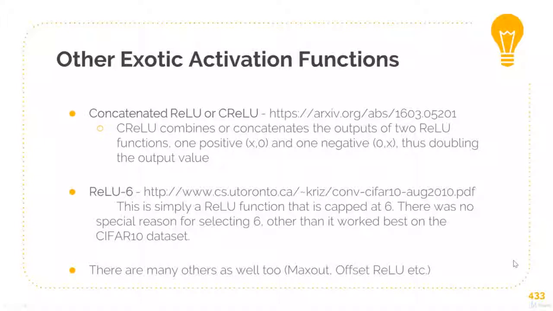There are some other exotic activation functions, and I call them exotic because they're not commonly used. There's CReLU, which concatenates the outputs of two ReLU functions, one positive and one negative, thus doubling the output value. Not entirely sure when you would use this, but there's a decent paper here you can read about it. There's also ReLU6, which is just capped at 6. There was no special reason for selecting 6, other than it worked best for the CIFAR dataset according to this paper here. And there are many others as well: maxout, offset ReLU, you get the idea. However, in practice, I would suggest you use leaky ReLU or ReLU.